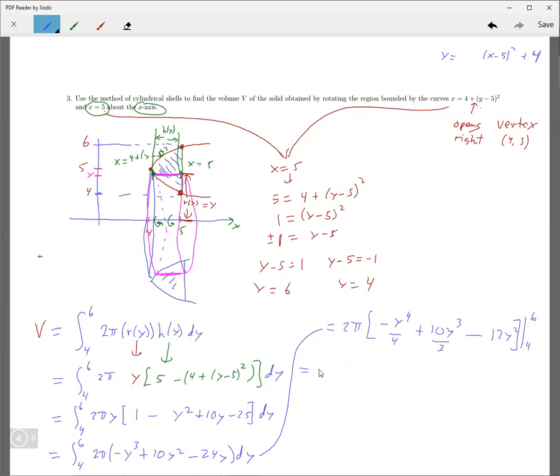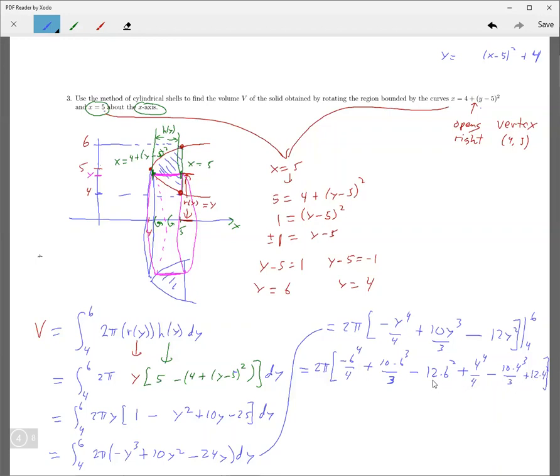Oh, and we have 2 limits. We can't just ignore the bottom limit anymore. Boo. Okay, so plugging in 6, we get negative 6 to the 4th over 4 plus 10 times 6 cubed over 3 minus 12 times 6 squared. Okay, now subtract, put a 4 in and subtract. So that's going to be plus 4 to the 4th over 4 minus 10 times 4 cubed over 3, and then this will be plus 12 times 4 squared.